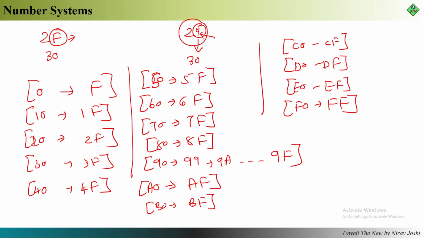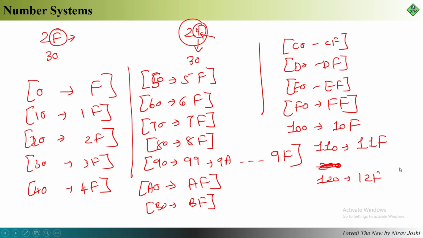So FF, you can compare it with the decimal 99, because in decimal 9 was the last symbol. Here F is the last symbol. What comes after 99 in decimal? Yes, you are getting the answer. Yes, it is 100. So here from 100 to 10F, then 110 to 11F. Yes, very good. Then 120 to 12F. In this manner, your hexadecimal number system will work.